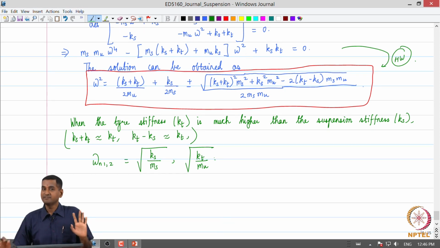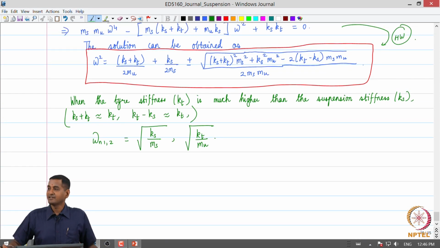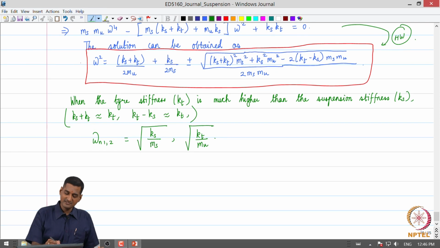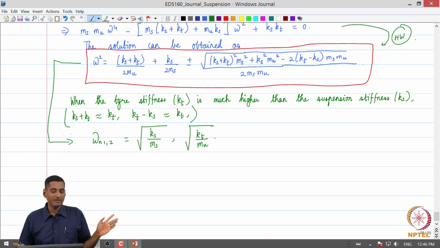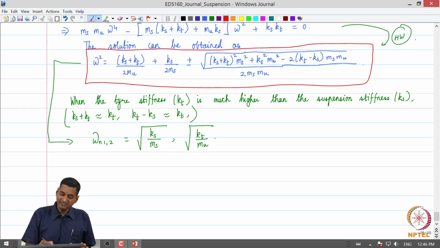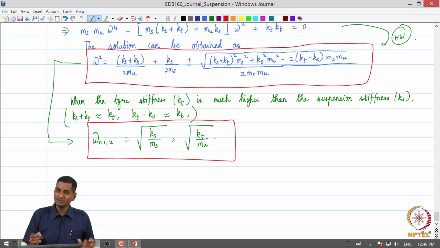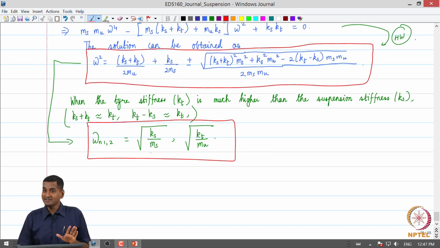Okay, but this is true only if the tire stiffness is much higher than the suspension stiffness. This also can be shown very easily. That is, in the above equation, wherever you have Ks plus Kt, you replace it as Kt, wherever you have Kt minus Ks, you replace it as Kt once again, right. So, then we get a simplified equation that can be used to get a first cut idea about the 2 natural frequencies. Okay. Now, we can see that this looks to be in the same pattern as what we had for a single degree of freedom system.